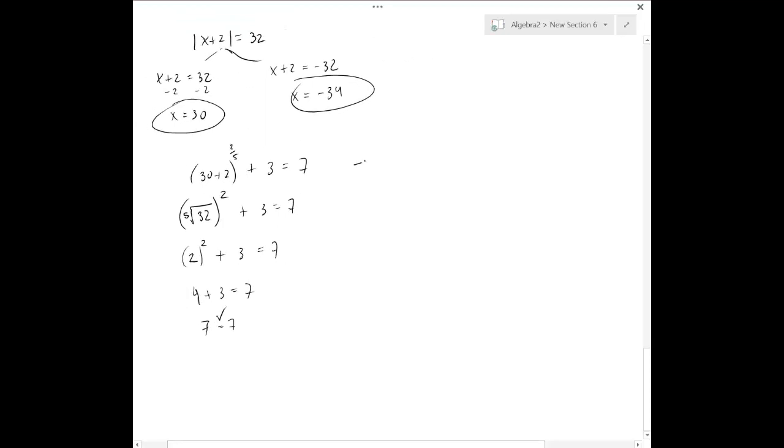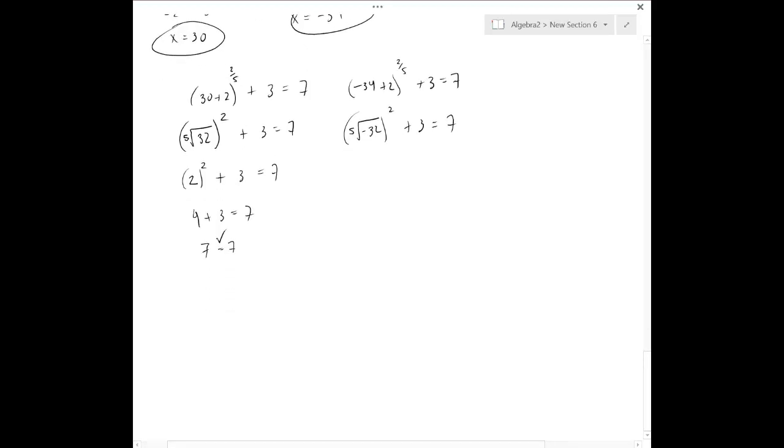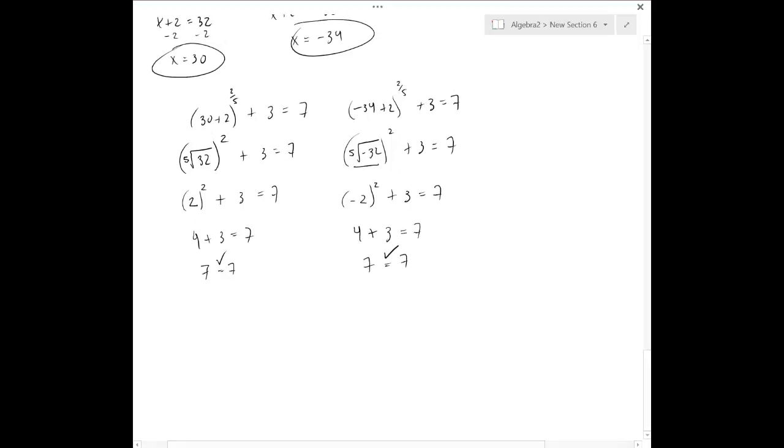Now let's try it with negative 34. Negative 34 plus 2, to the 2/5, plus 3 equals 7. So this is the 5th root of negative 32, squared, plus 3 equals 7. This is negative 2. You can check that because if you raise negative 2 to the 5th, you'd get negative 32. You're supposed to square this and add 3, and you're supposed to get 7, but let's see what happens. When you do negative 2 squared, you get positive 4. Adding 3, that does give you 7. So it turns out that worked too. So these are your actual answers.